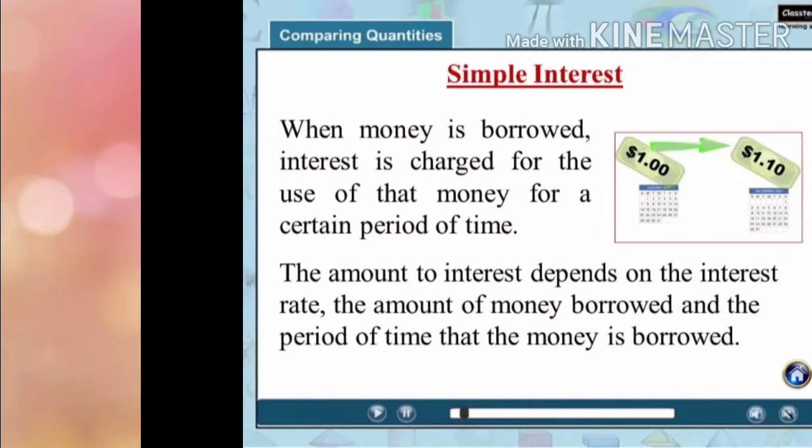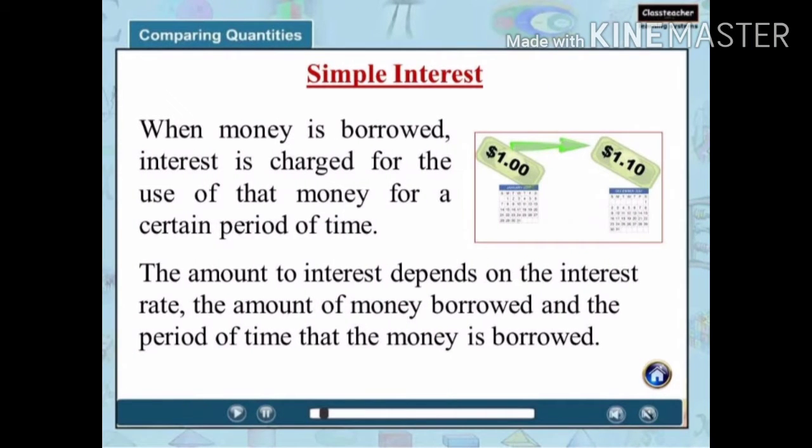Simple interest. Simple interest is when money is borrowed, interest is charged for the use of that money for a certain period of time. The amount of interest depends on the interest rate, the amount of money borrowed, and the period of time that the money is borrowed. So simple interest is based on how much you borrowed or deposited, and how much interest you get.